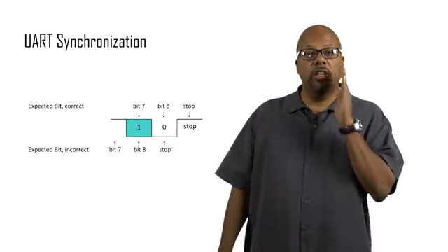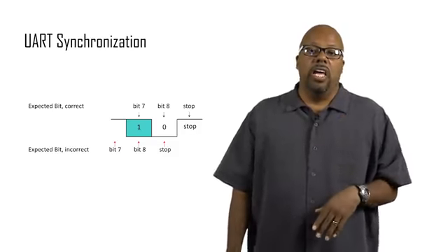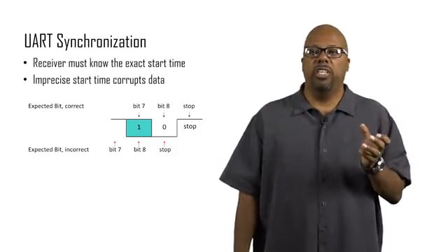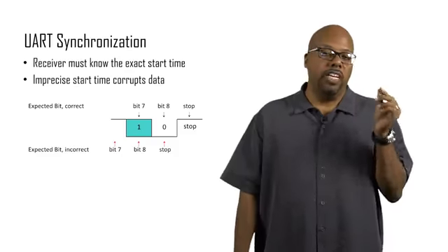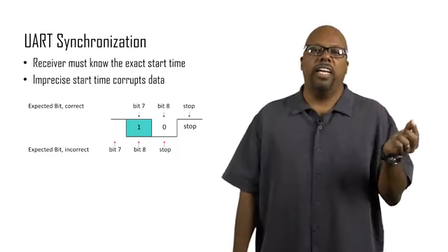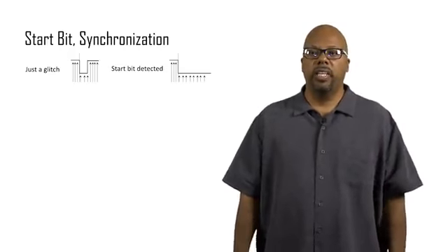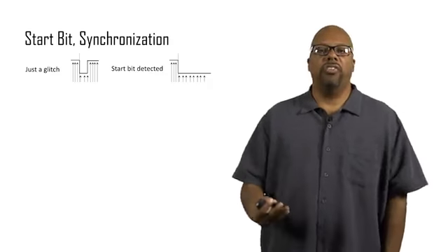So it needs to synchronize on the beginning of the communication. That's what the start bit is for. Imprecise communication, imprecise start time: if it gets the start time wrong, then it'll receive the wrong bits and maybe fail in its communication. So the start bit is how synchronization happens.